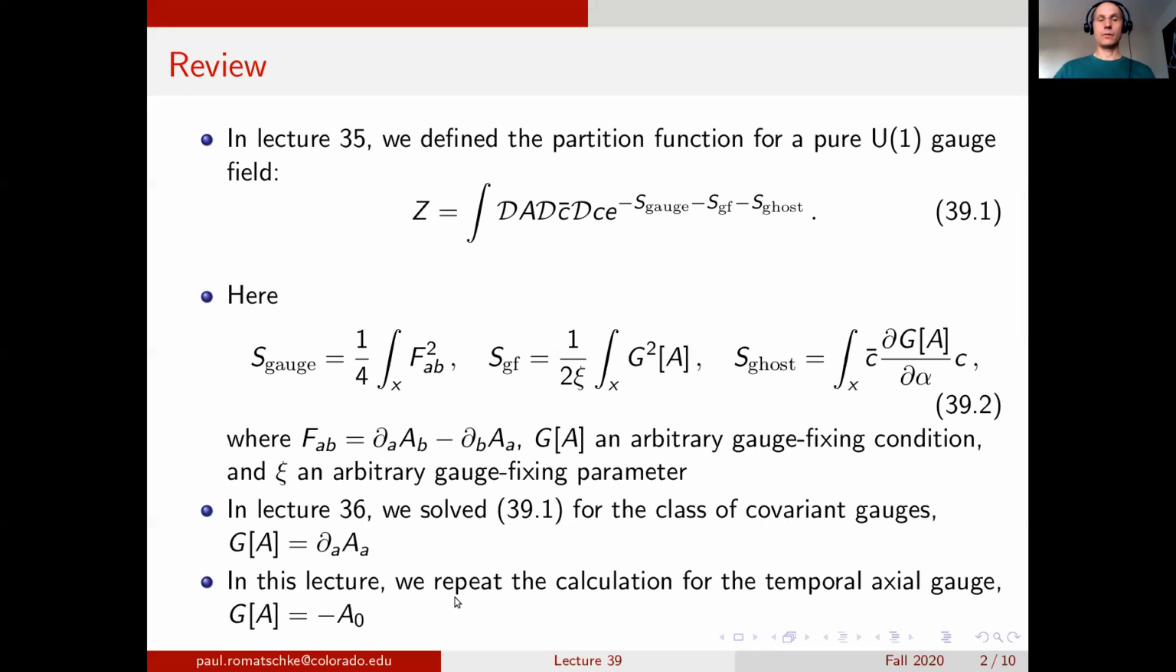In this lecture, I want to repeat this calculation, but choosing a different gauge, the temporal axial gauge, where I set G of A to minus A_0. The minus is just a convention to make the writing easier. It's called the temporal axial gauge because the zero component is the time-like component of the gauge field. The reason for doing this calculation in a different gauge is that the math works out slightly differently than in the covariant gauges, and it is interesting to see what the differences are, in particular when trying to interpret the physical parts of the calculation.